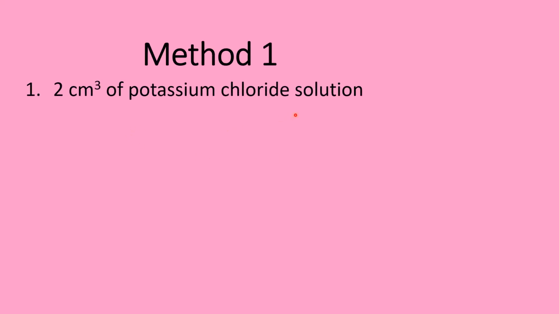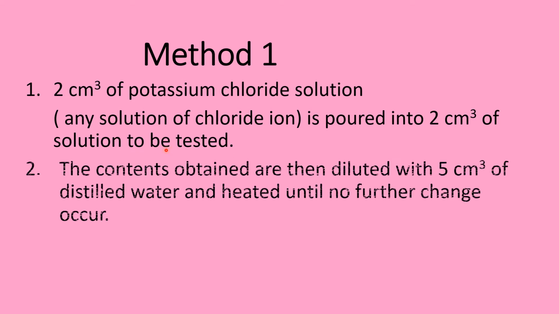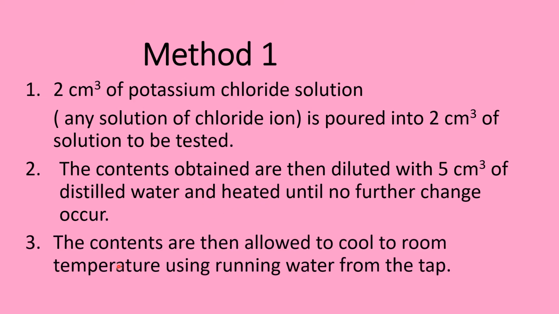Centimeter cube of potassium chloride solution, which is the reagent, is put into a test tube. Pour in 2 centimeter cube of the solution to be tested. Those solutions to be tested should be in a test tube. The contents obtained are then diluted with 5 centimeter cube of distilled water and heated until no further change occurs. The contents are then allowed to cool to room temperature using running water from the tap.